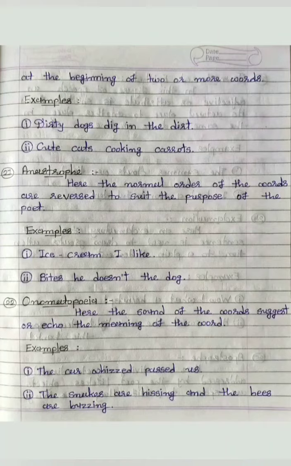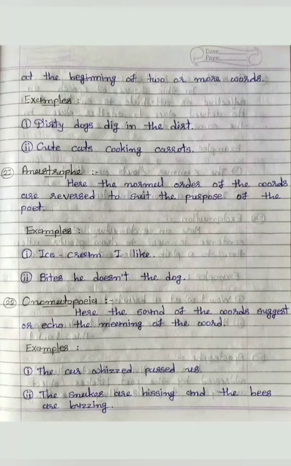Likewise, the second example is, bites he doesn't the dog. So, here also the words are given in a jumbled manner. So, anastrophe is used over here. Now, next is onomatopoeia. Here the sound of the words suggests or echoes the meaning of the words. For example, the car whizzed past us. In this line, the word whizzed suggests a sound. That is why it is onomatopoeia.